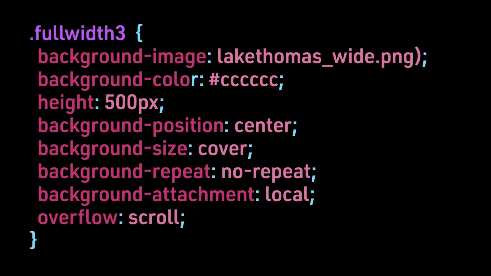Here is the CSS for using local for background attachment. It was an addition with CSS 3. The background image will scroll with the page, but when scrolling the text within section 6, the background remains fixed.